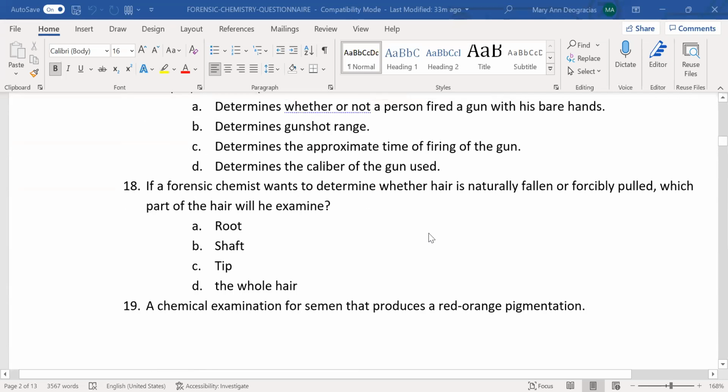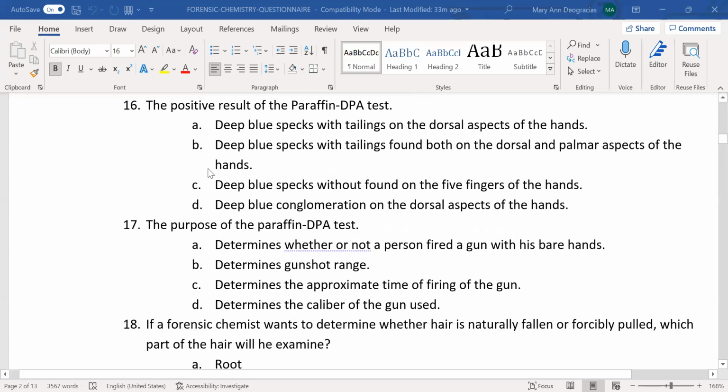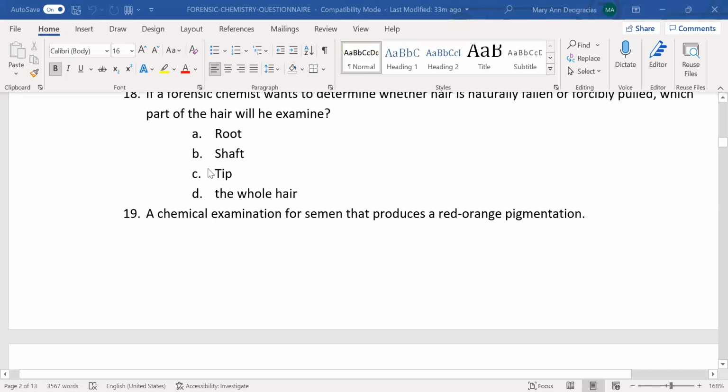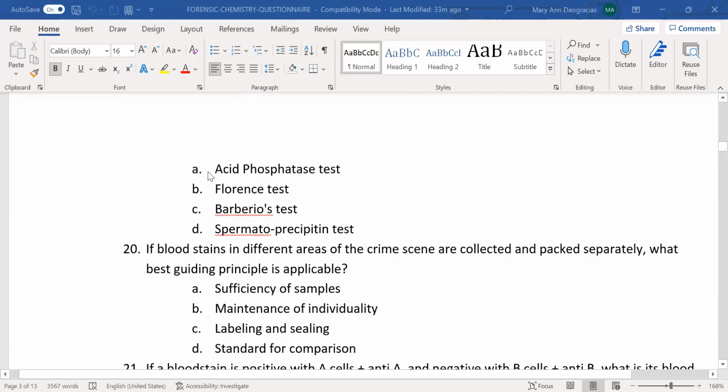Number 16. Hindi niyo alam yung number 6. Balikan natin. Letter A, ang sagot. Positive result of the DPA paraffin test is letter A. Okay, balikan natin. Back to number 19 na tayo. A chemical examination for semen that produces a red-orange pigmentation. Our answers are, we have acid phosphatase A, B, Florence test, C, Barberius test, D, spermatoprecipitin test.